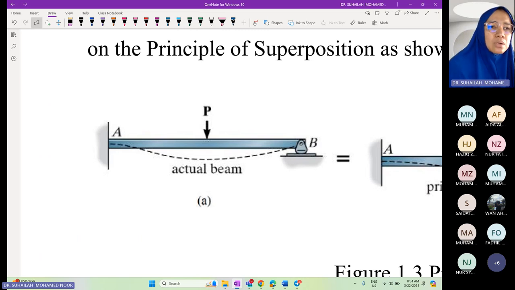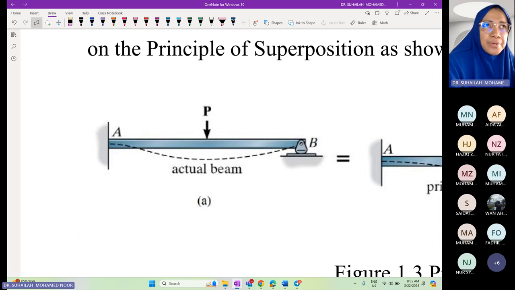Okay. So actual beam ni is indeterminate beam. Look at the support. There are fixed support and roller support. So by looking at the support, we know that there are four unknown reaction. So bila four unknown reaction, once we faham the concept of flexibility, redundant. Okay, empat ni ada tiga je boleh solve. Satu tak boleh. So satu tu problem. Satu tu redundant. Okay, so itu dah faham. Okay, this is actual beam.